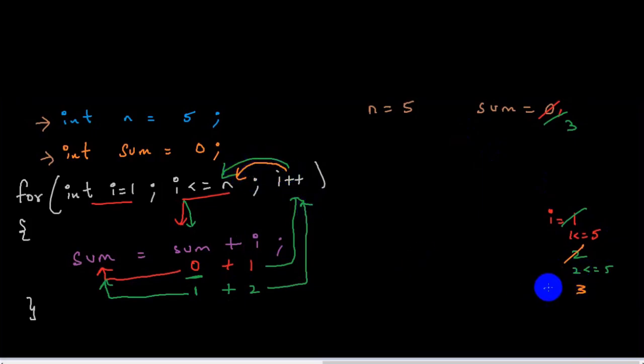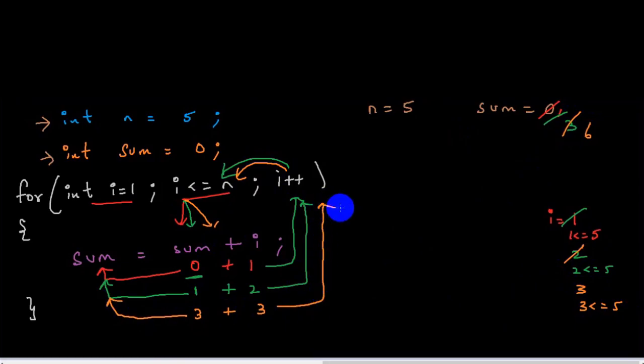Now again, check the condition. Is 3 lesser than or equal to 5? Yes. Again comes inside. What is sum value? It's 3. Plus i value is 3. 3 plus 3, it is 6. 6 will get stored into sum. Again goes back. i plus plus. Okay, i plus plus meaning what will be my value? It will become 4.